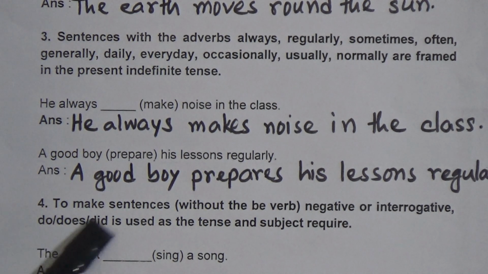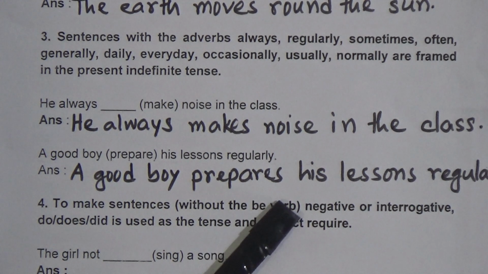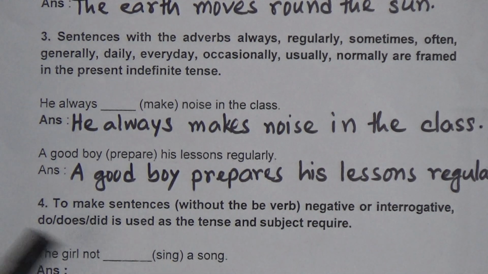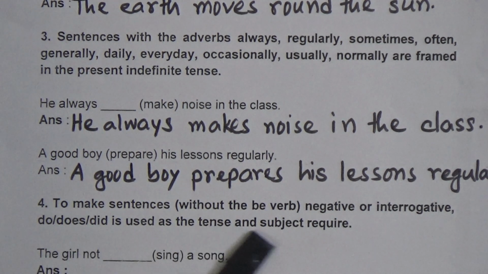Now look, to make sentences without the be verb, that means without the auxiliary verb, negative or interrogative, do, does or did is used as the tense and subject required. So if you want to make the sentence negative or interrogative, I mean if the sentences don't have an auxiliary verb or the be verb, you will use do, does or did to make it negative or interrogative.